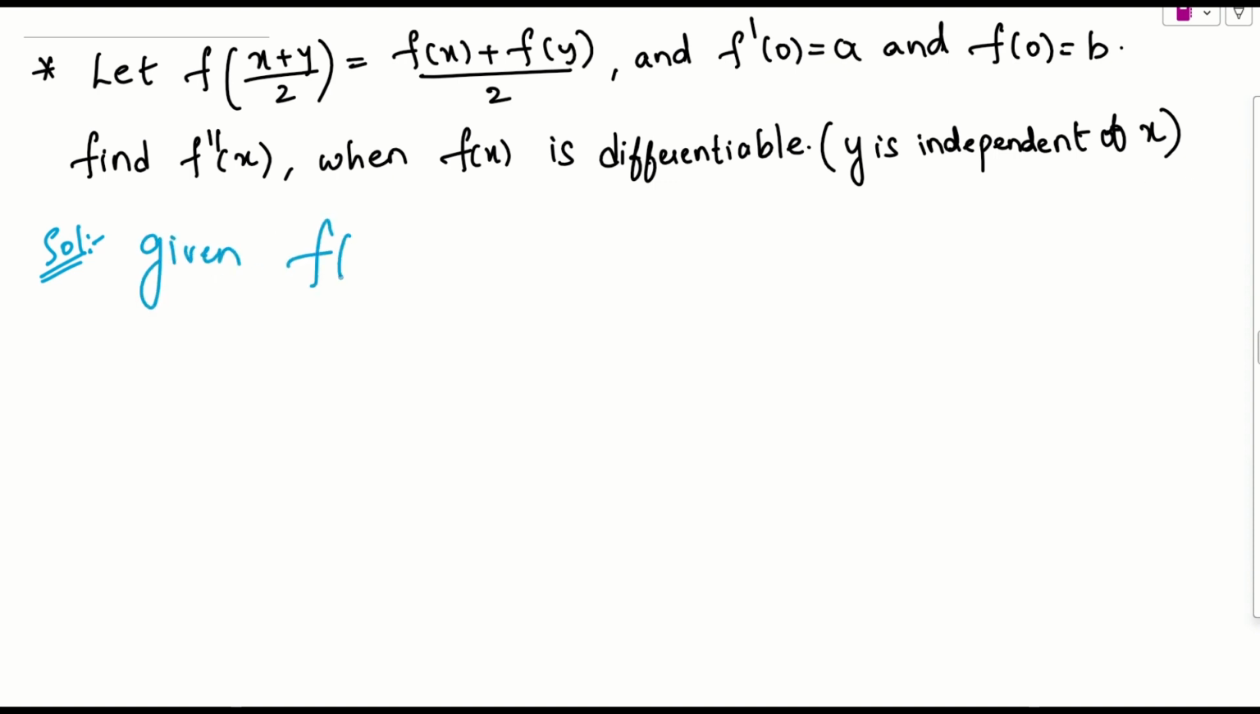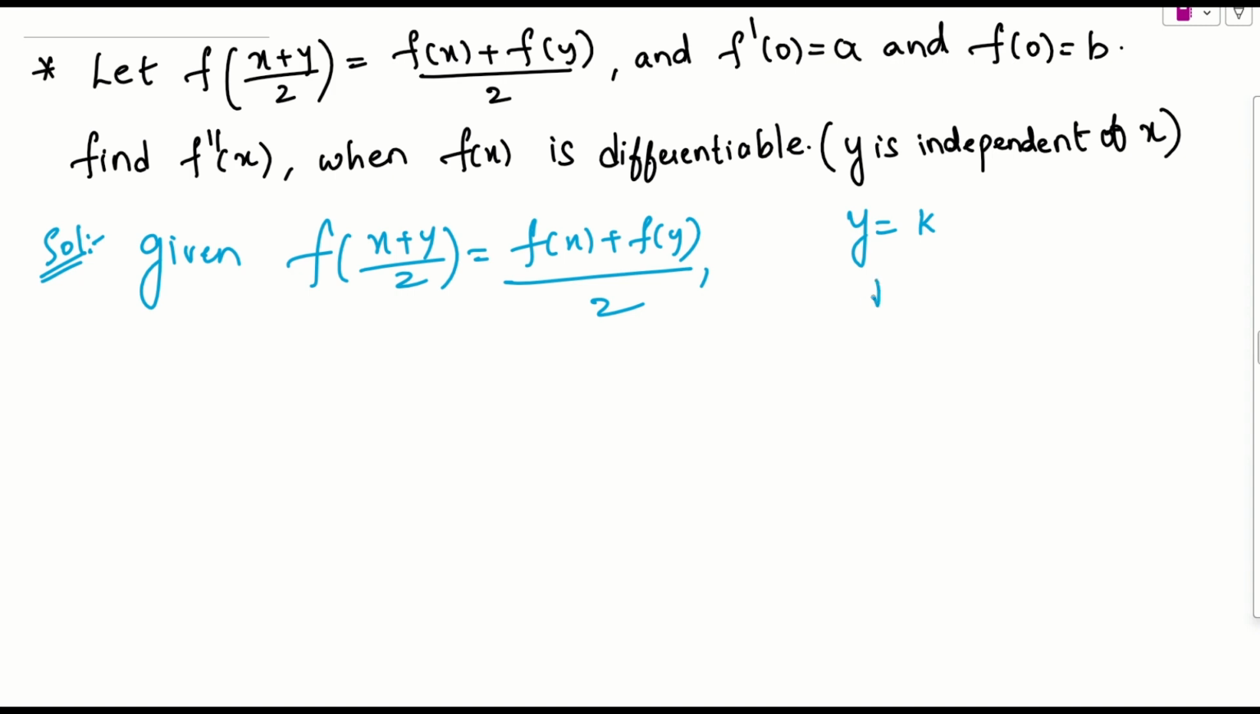What is given: f of (x plus y) by 2 is nothing but f of x plus f of y by 2, right? And they are telling y is independent of x. What is the meaning of y is independent of x? So y will be the term which contains no extra values. It can be a constant, it can be anything else. Is it okay? So from this, what happened to dy by dx? I can say that the derivative of anything which is independent of x will be 0 always. Is it okay? Yeah. So what we need to do?